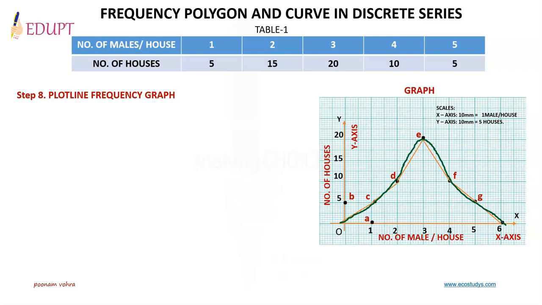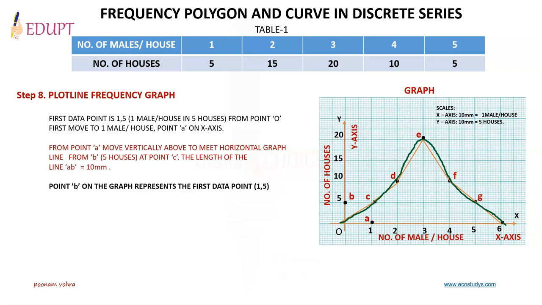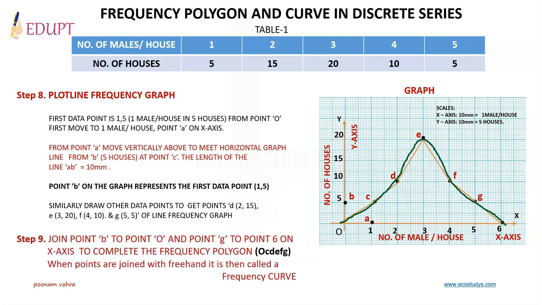Now you need to plot the frequency graph. First data point is 1, 5 from point O. First move to 1 male per house, point A on x-axis. Then from point A move vertically above to meet the horizontal line from 5 houses at point B. Then point B on the graph represents the first data point, 1 and 5. Similarly, draw other data points to get 2, 15, 3, 20, 4, 10 and 5, 5.